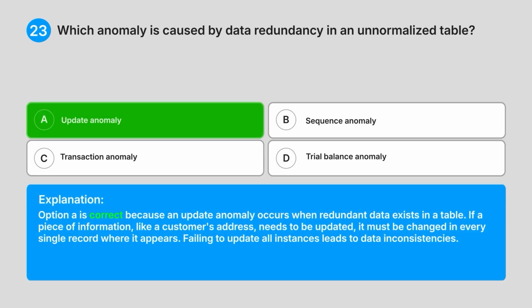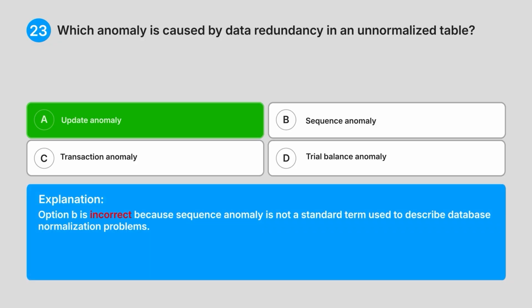Explanation. Option A is correct because an update anomaly occurs when redundant data exists in a table. If a piece of information, like a customer's address, needs to be updated, it must be changed in every single record where it appears. Failing to update all instances leads to data inconsistencies.